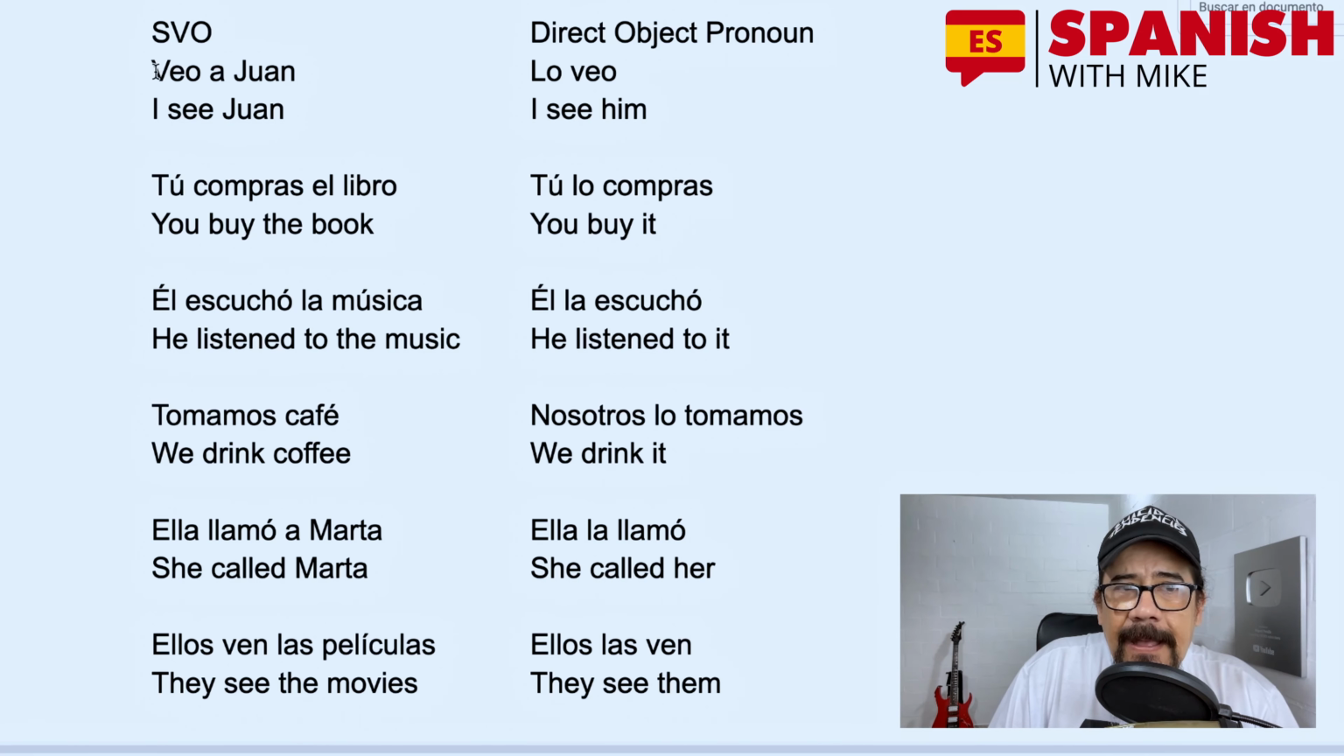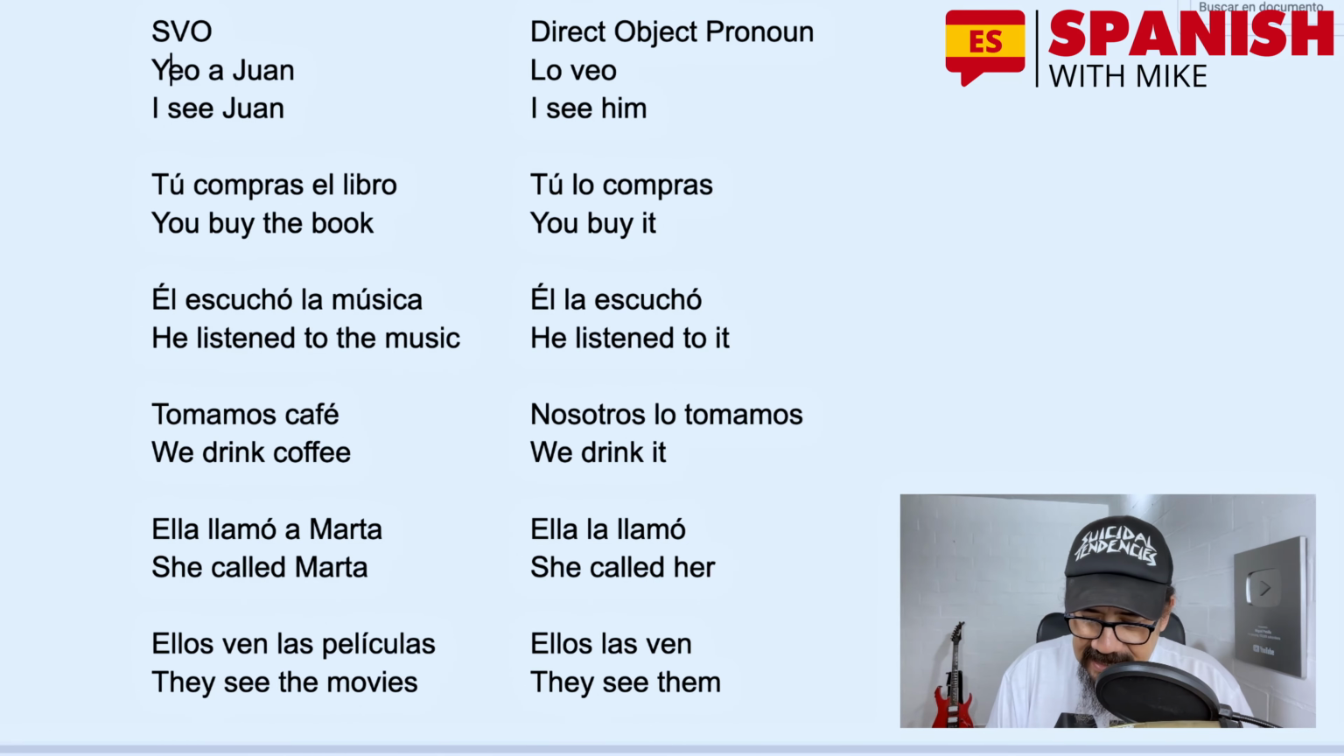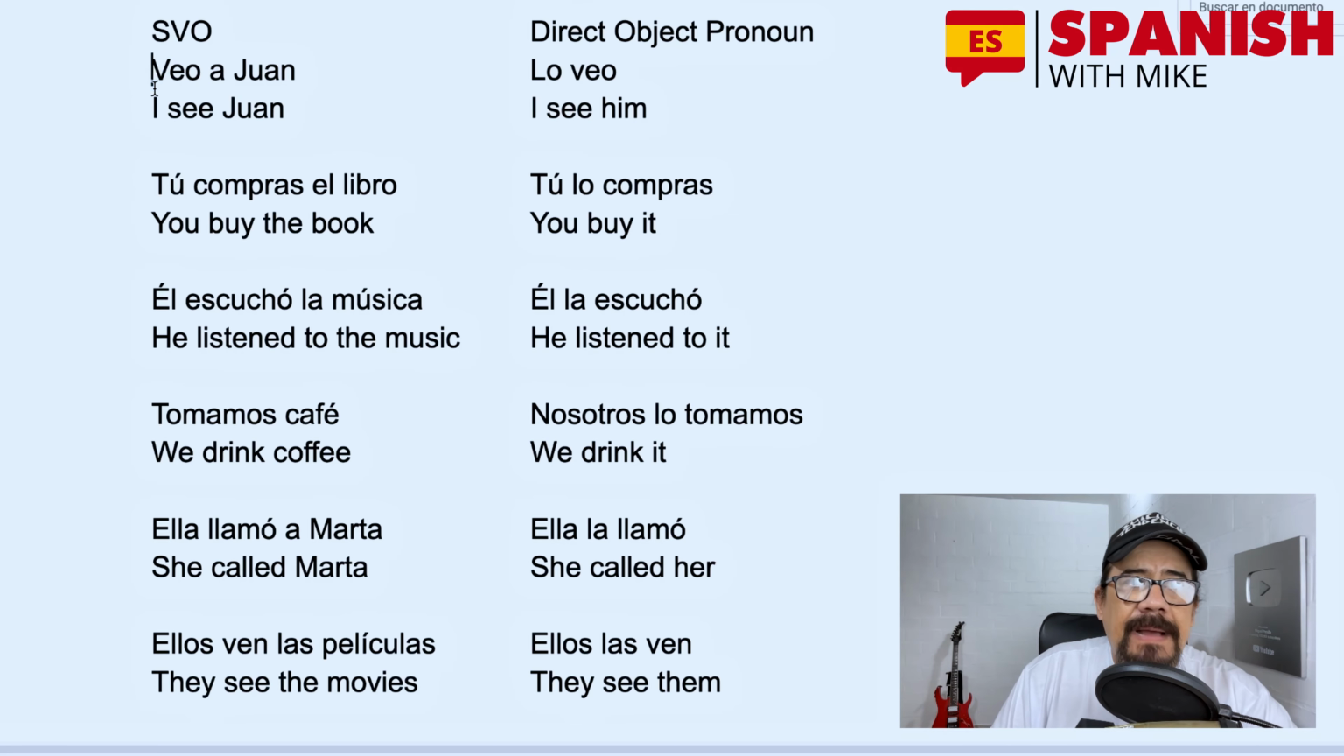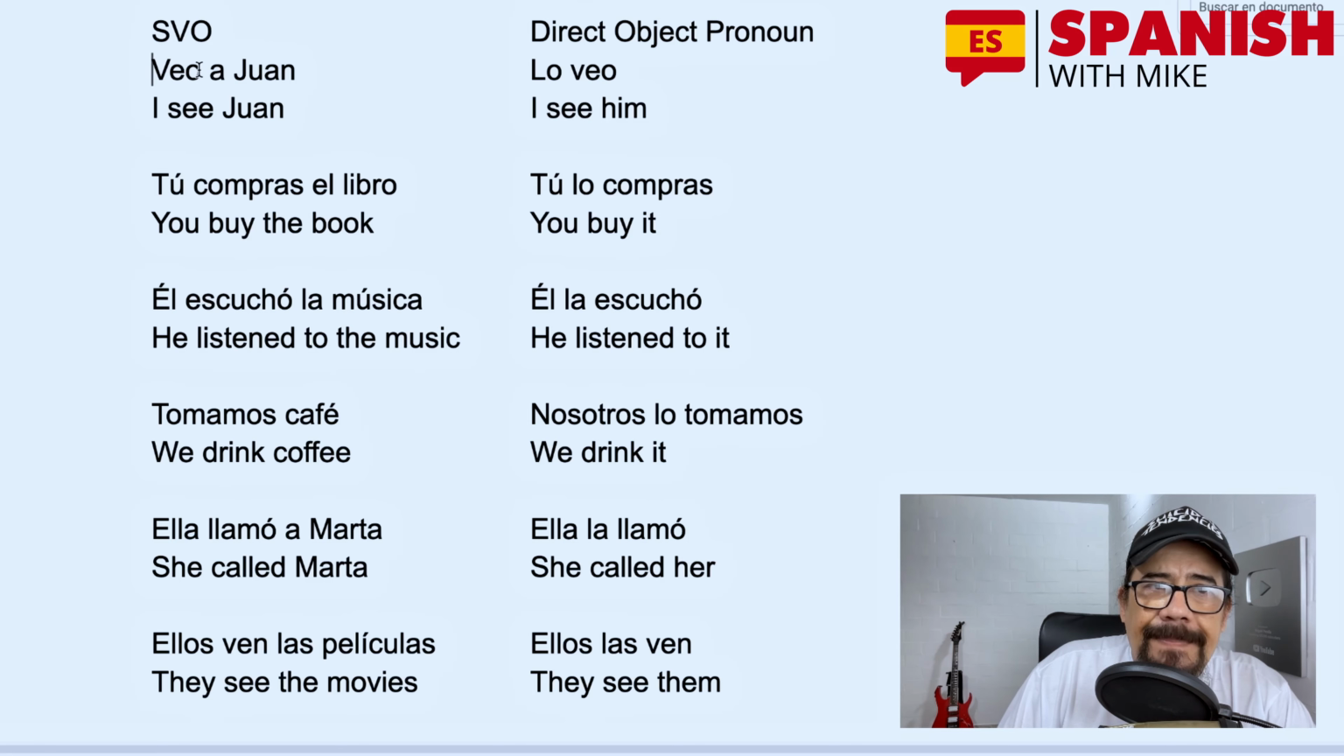So if I have veo a Juan, this veo a Juan is the same as if I say yo veo a Juan. It's exactly the same. Remember, we can drop the pronoun in Spanish because the conjugation of the verb already tells us who are we talking about. So in this case, the subject verb object, it would be I see Juan. Yo veo a Juan, right?